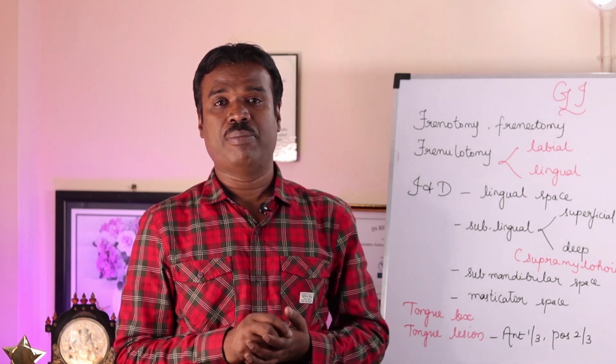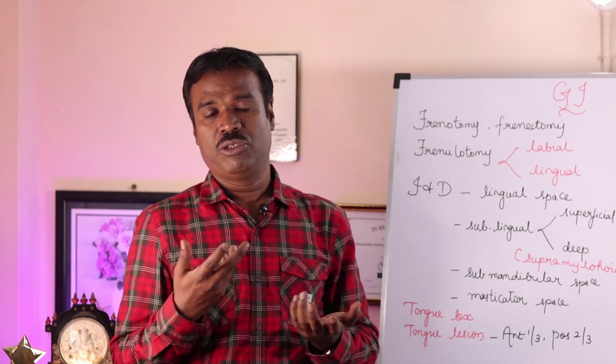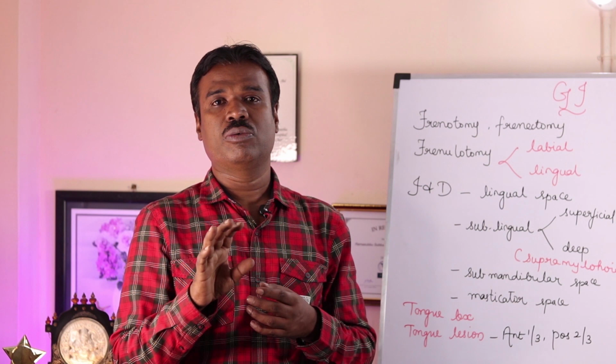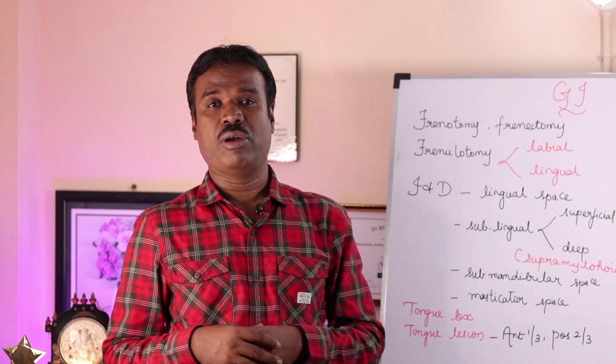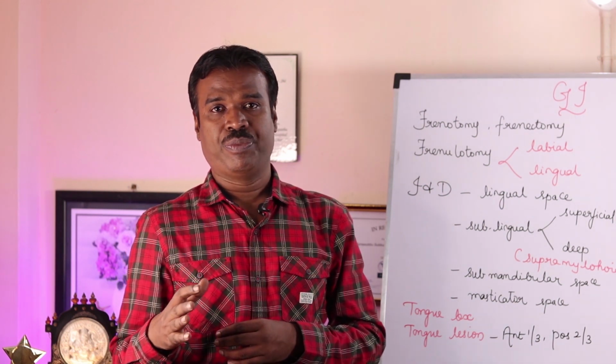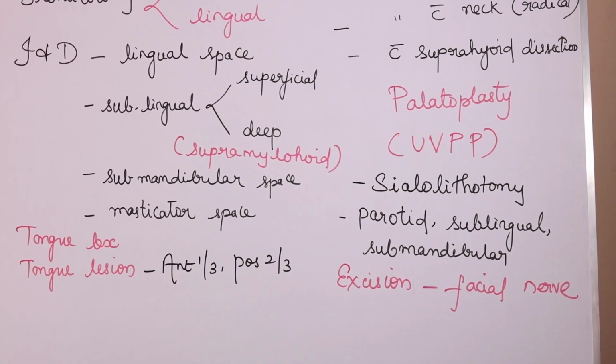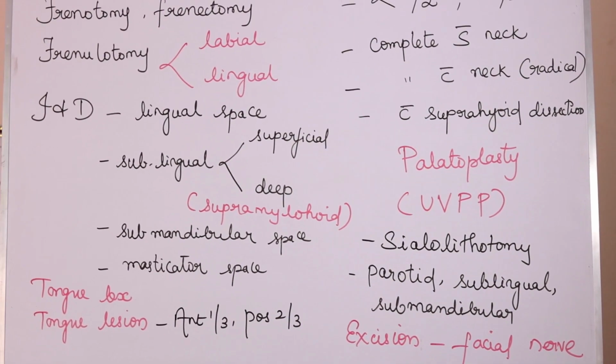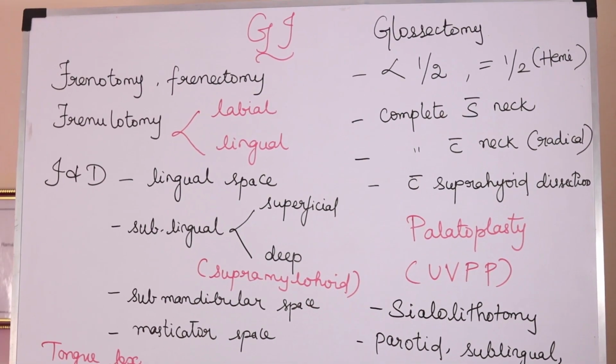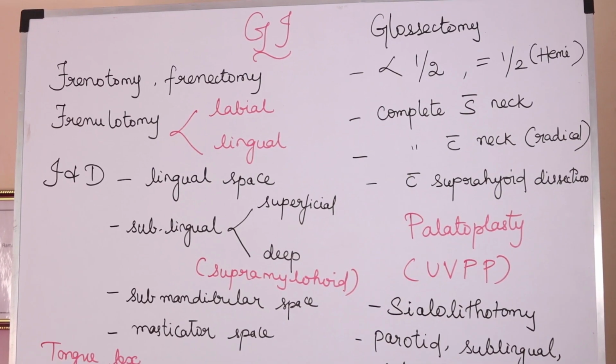The patient has some disorder of the tongue, maybe a tumor of the tongue. So here they are going to do a procedure called excision of the tongue, called a glossectomy. When I say glossectomy, it is a partial or complete removal of the tongue. In cases like cancer of the tongue, they might have to do a radical resection.